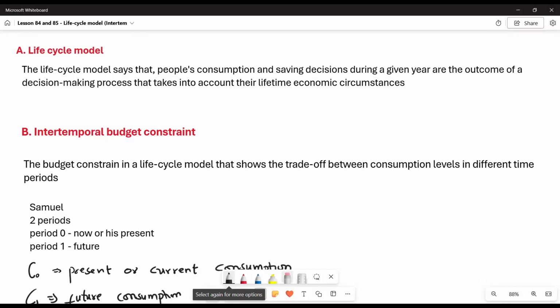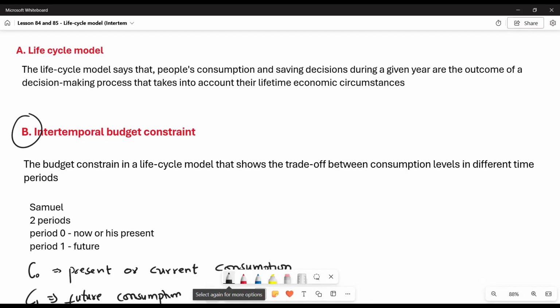So, in terms of utility, the life cycle model assumes that the amount of utility that an individual obtains over the course of his lifetime depends on the amount to be consumed in each period of his lifetime. So, just like we did previously, we can also use budget constraint and indifference curve to understand the concept of the life cycle model. We are going to begin with intertemporal budget constraint.